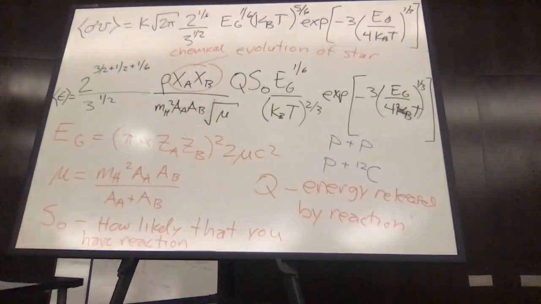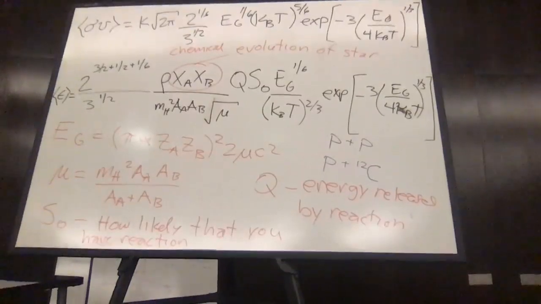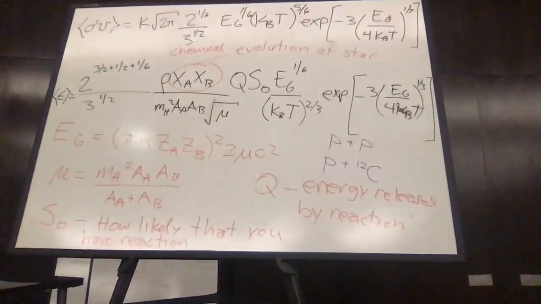Okay, that's what I have for today. So we're almost done with stars. We're going to look at convection, which is the last phenomenon that can play a role, and allotropes, that's it. And we can go to other stuff. Okay, questions?